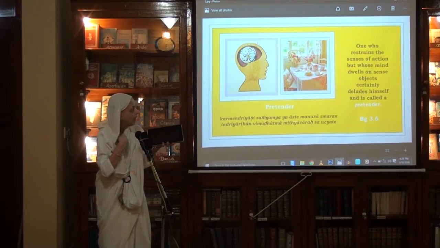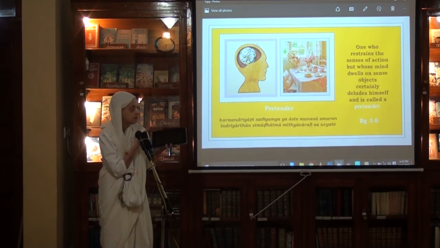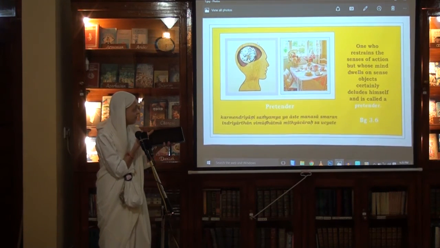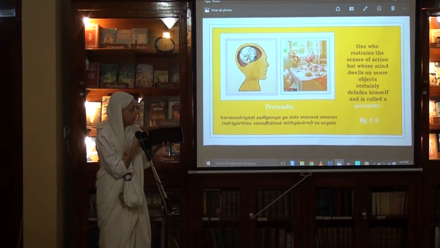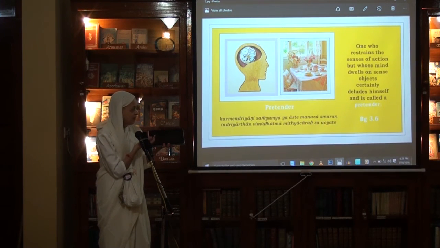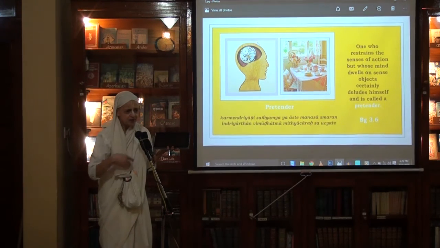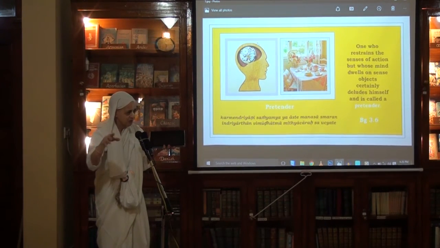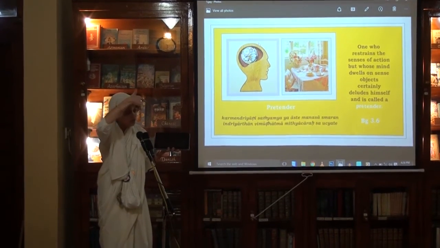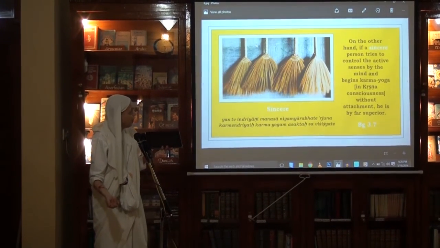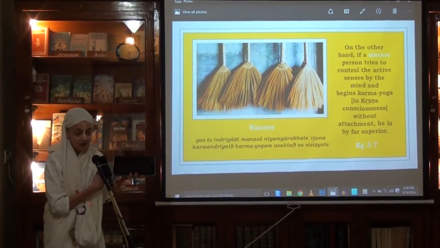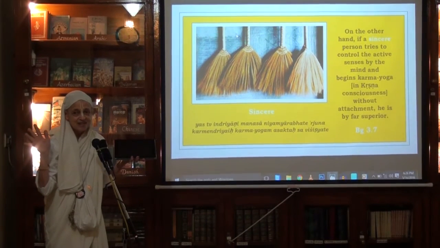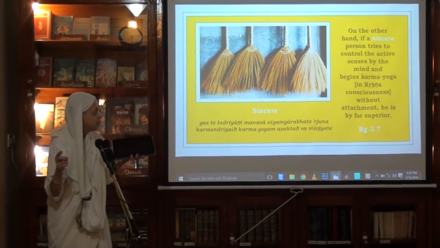Next. Number 6. This is very important. What's this fellow? He's a pretender. One who restrains the senses of action, but whose mind dwells on sense objects, certainly deludes himself, and is called a pretender. Nice and loud so the people on the radio get the benefit. Remember, you're trying to help the people out in Radio Land who don't get the slides. Next. Oh, what's this? But if you want to be what? You people want to be sincere or pretenders? Sincere. All right.